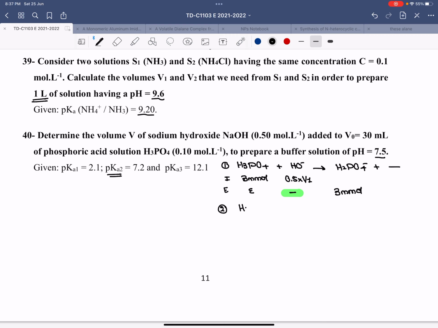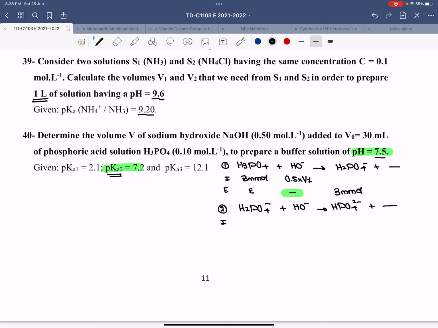In the second, you have H2PO4 minus plus HO minus gives HPO4 2 minus plus H2O. In this, you are stuck in this reaction. You do not go forward to the third one. Why? Because this second couple is the couple that dominates pKa2. pH is closer to pKa2, so the second couple is the couple that dominates in the reaction.